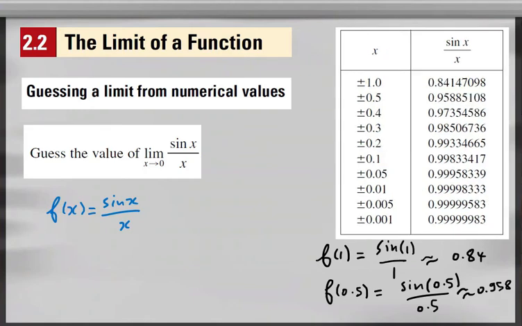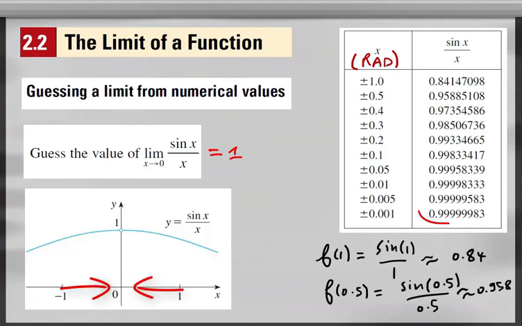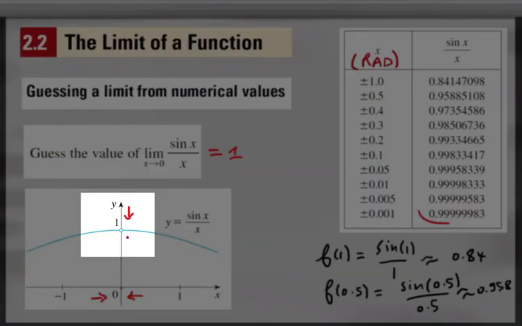The values of sine x over x are getting closer and closer to 1 as x gets closer to 0. So we can guess that the limit is 1. f of x equals sine x over x is approaching 1 as x is approaching 0. This is very obvious from the graphical representation. Indeed, whether we approach x from the right or from the left, sine x over x is approaching 1.